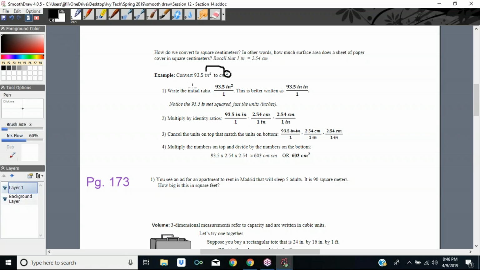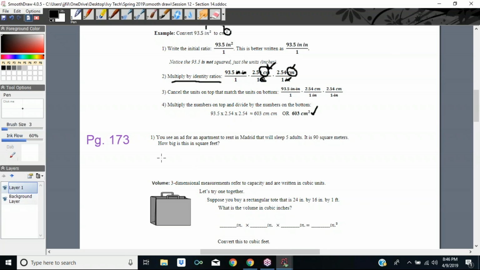Because the conversion factor is just inches and centimeters. So here, if you look, you multiply by the identity ratios, we're changing inches squared, and they just wrote it as inches times inches. Here's the first conversion to get rid of one of the inch units, and here's the second conversion to get rid of the second inch unit. Notice that we have 2 centimeter units left, and that's why our answer is centimeters squared.